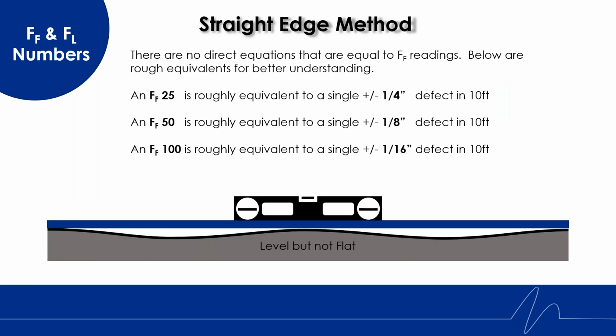The straight edge method. Though there is no direct equation for equaling F sub F readings and a deficit over a 10-foot area, below are the closest equivalents. F sub F 25, you can notice, is half as flat as F sub F 50, and therefore F sub F 50 is half as flat as an F sub F 100. The straight edge method is flawed with human error, as two contractors can measure the same floor while never placing the 10-foot level in the exact same position and location.